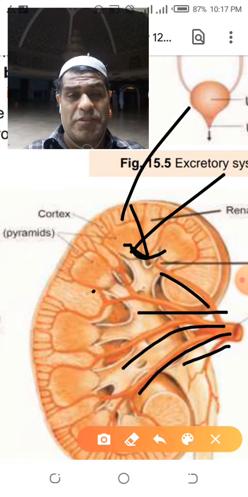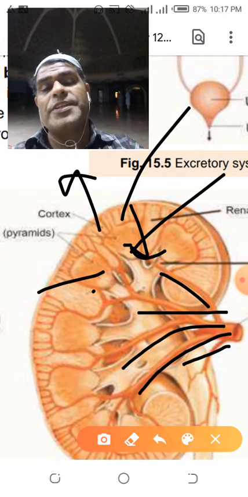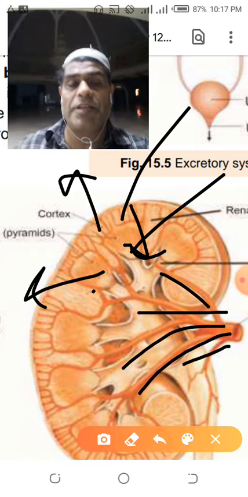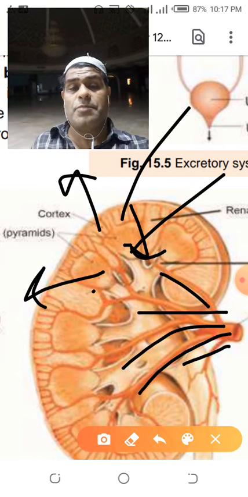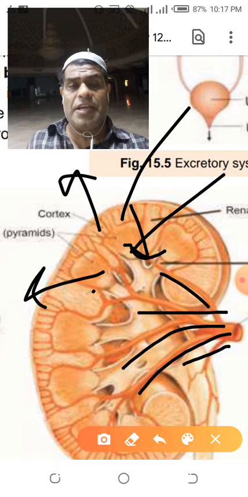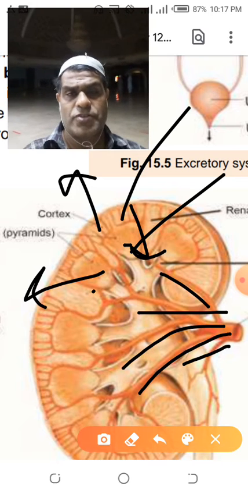Nephrons are of two types: cortical. The nephrons present here are cortical nephrons. The nephrons present here are the medullary nephrons. One nephron I am talking about, which is more important, is the juxtamedullary nephron. What is the juxtamedullary nephron?